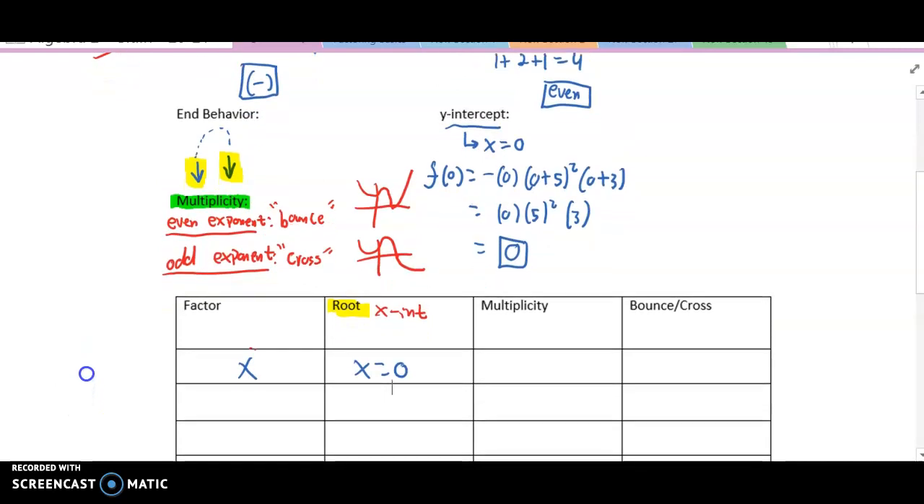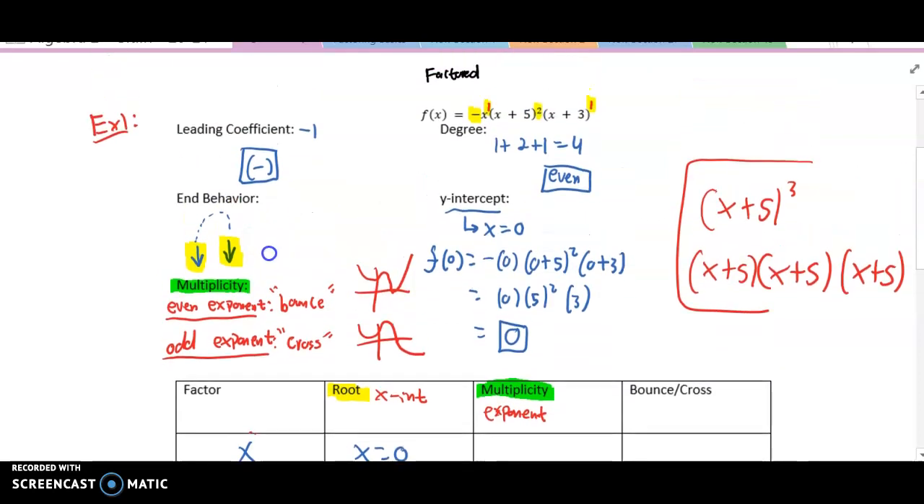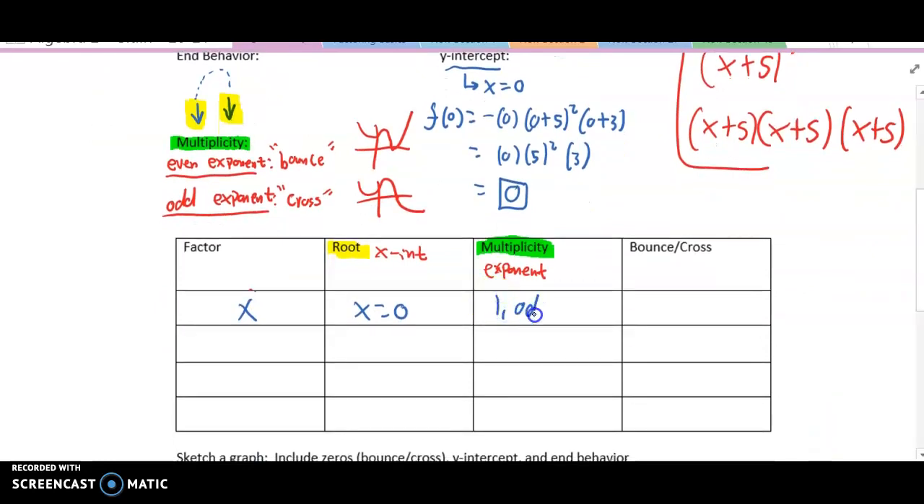Looking back up here, remember multiplicity is the same as exponent. An exponent multiplies how many times it occurs, right? So for example, over here, if I have x plus 5 cubed, that means x plus 5 times x plus 5 times x plus 5. So we have 3 multiples of x plus 5 in that case, for example. This has a multiplicity of 1, which is odd, meaning it will cross through at that point.